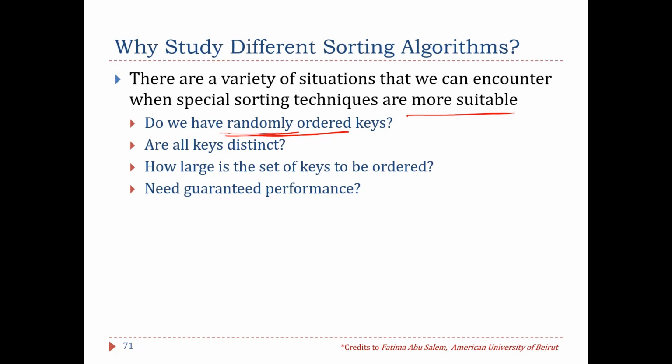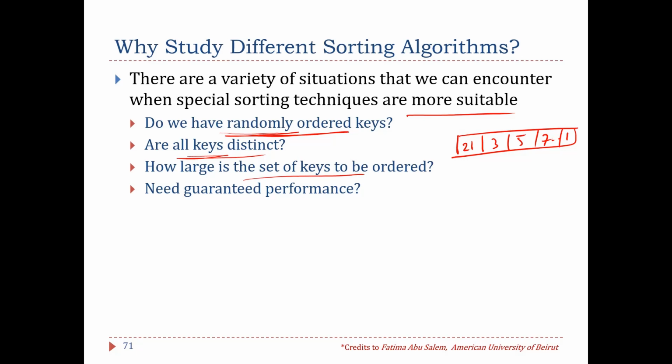Is it the case that all the values, also called keys, are distinct? Or do we have plenty of repetitions? So, are repetitions allowed? Do I have something like 21, 3, 5, 7, and so on and so forth, 1 at the end, but never the same value twice? Okay. How large is the set of keys to be ordered?